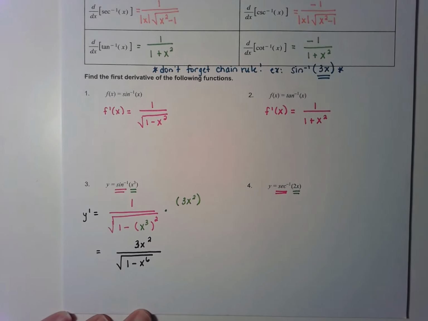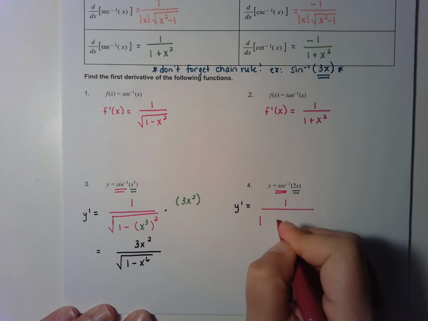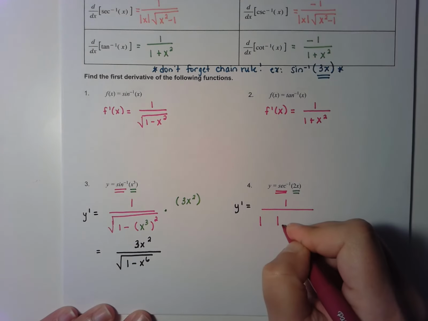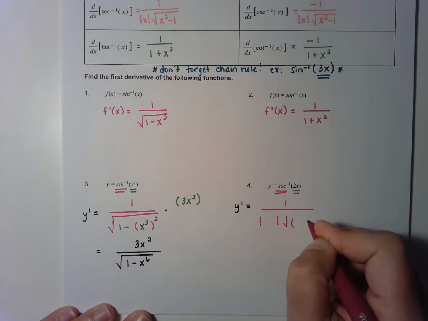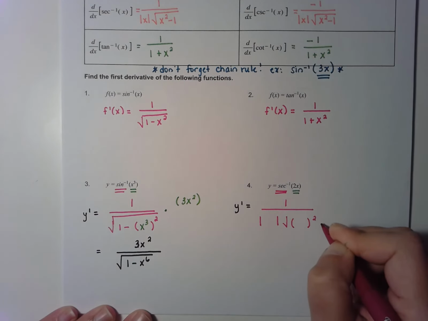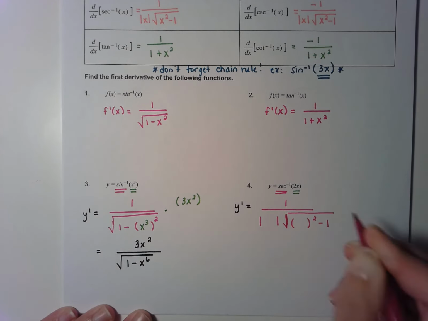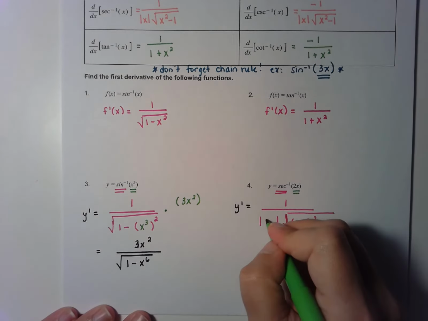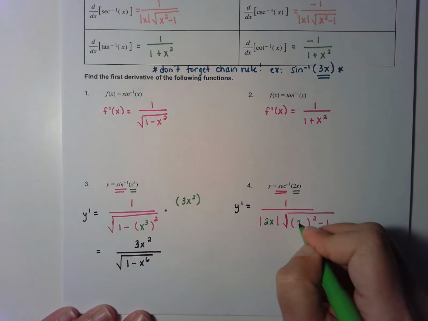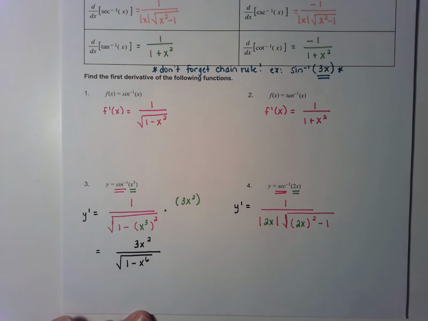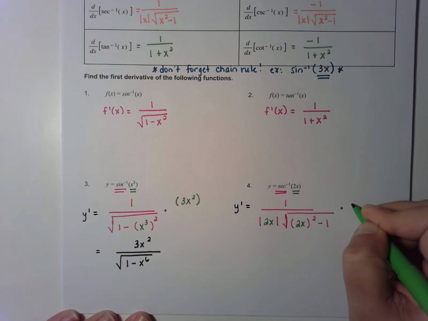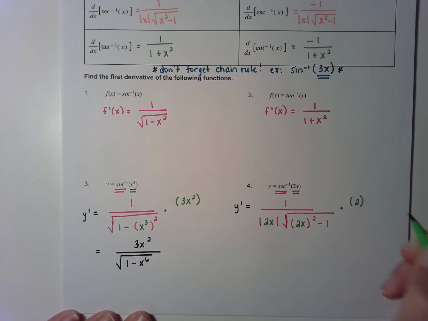So the derivative of inverse secant says that we do 1 over the absolute value of whatever's inside there times the square root of whatever's inside there squared minus 1. In this case, the thing that's inside there is the 2x. And then we need to multiply by the chain, which in this case would just be 2, because the derivative of 2x would just be 2.